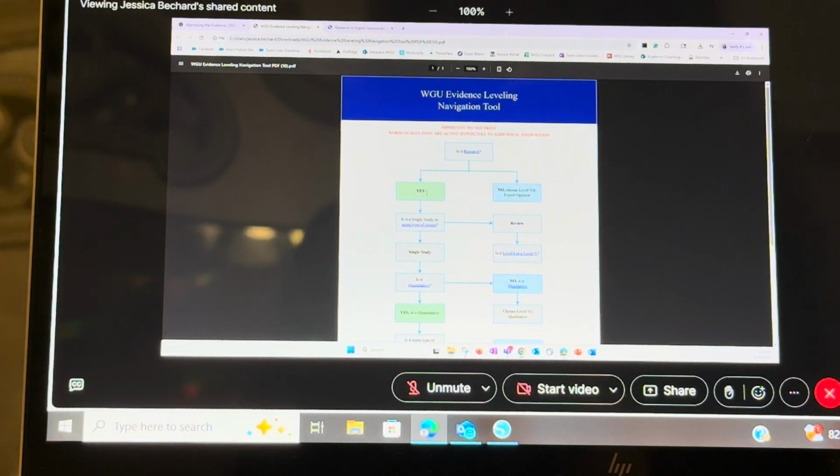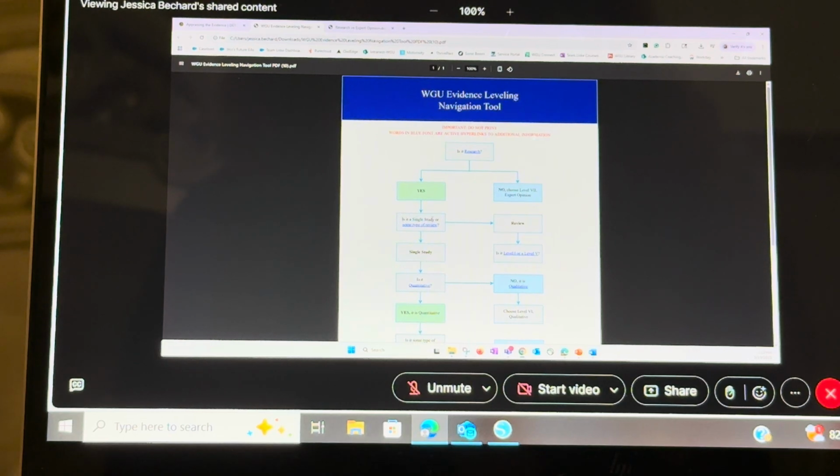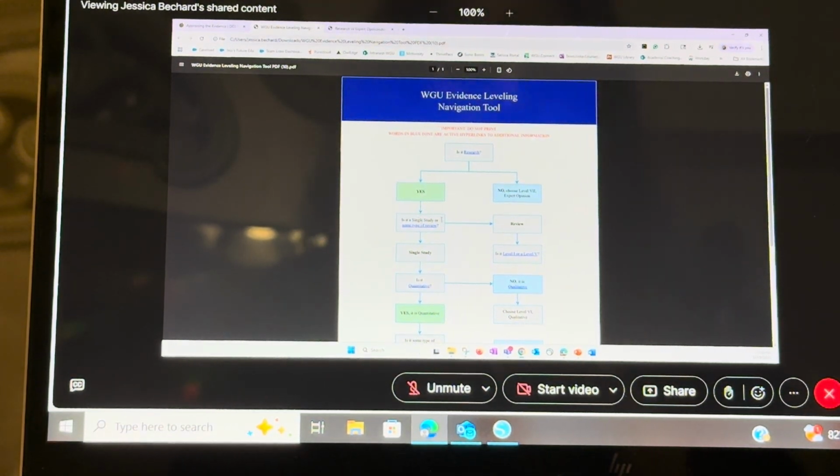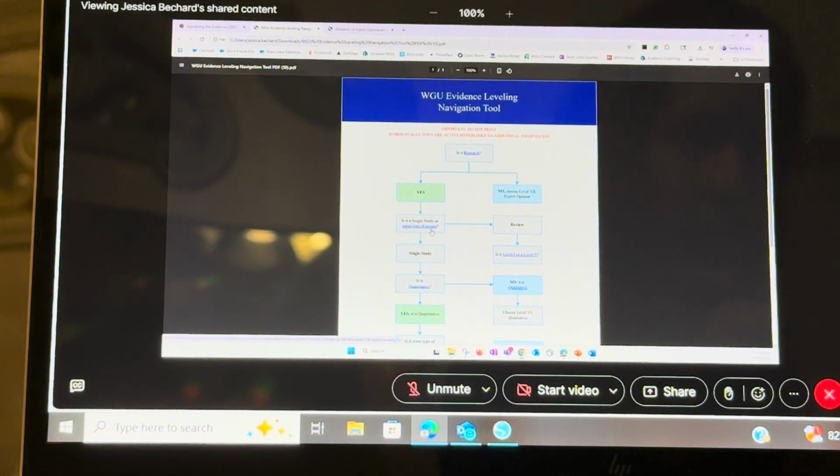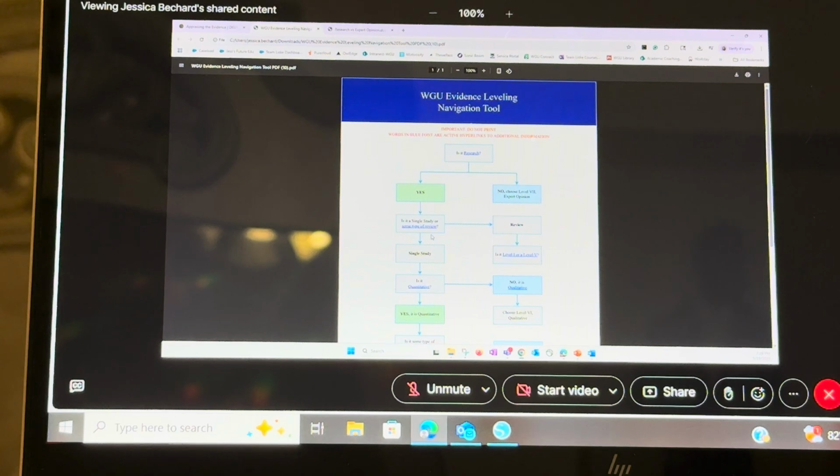So we've answered one question on our tool. So now our next question is, is it a single study or some type of review? Okay, so remember, do you remember what a review is? What we talked about, what a review is? Would you consider this a single study or would you consider it a review, based on what we learned earlier?